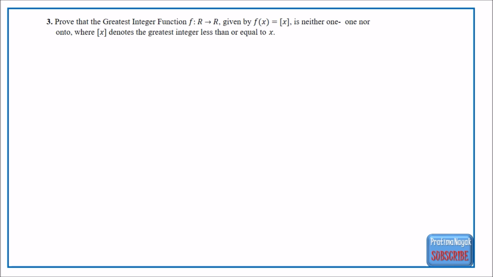So next is question number 3. Prove that the greatest integer function f: R to R given by f(x) equal to [x] is neither 1-1 nor onto, where the square bracket x denotes the greatest integer less than or equal to x. That means if 1.2 is put in the greatest integer function, it will give you 1 only. It will give you the integer less than the value. Okay, so now coming to the solution.